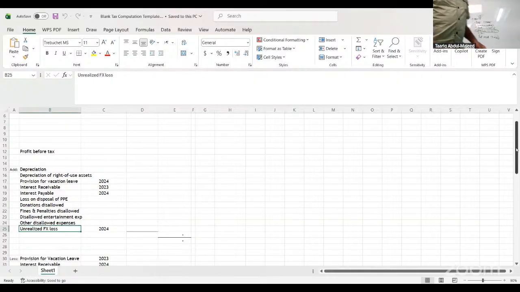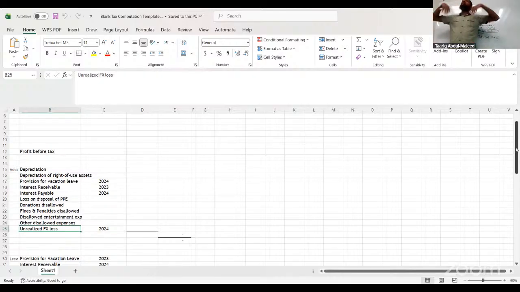And this is what I'm saying: all you have to do is pay attention to the income and the expenses. I'm simplifying it, but everything has its own explanation. You need to know everything that is allowed. My tax adjustments are depreciation of all types, vacation leave provision, interest expense, interest receivable, any sort of accrual, any disallowed expense, any fines and penalties, and the FX gain. Those are the lines we need to focus on.